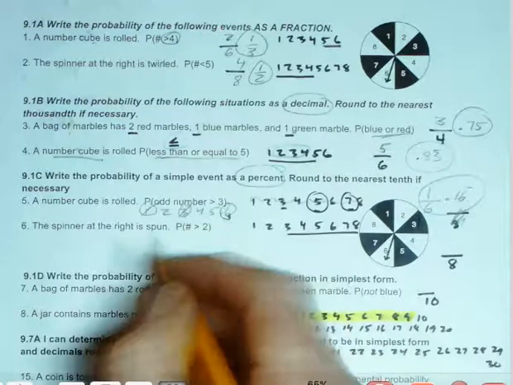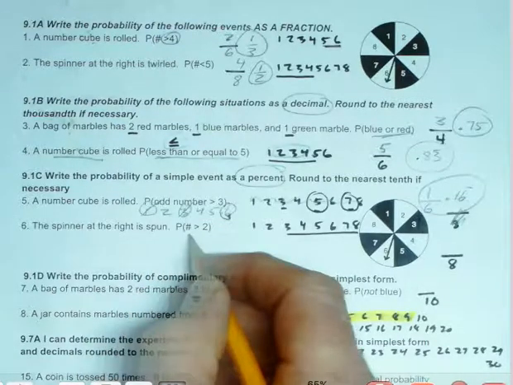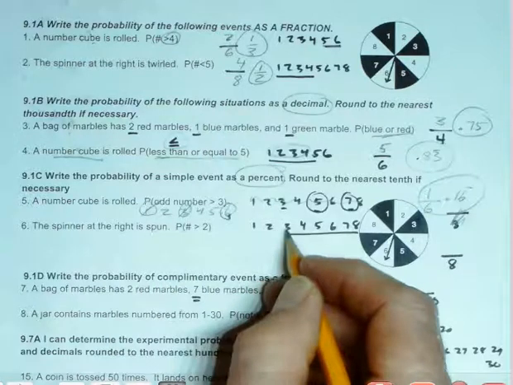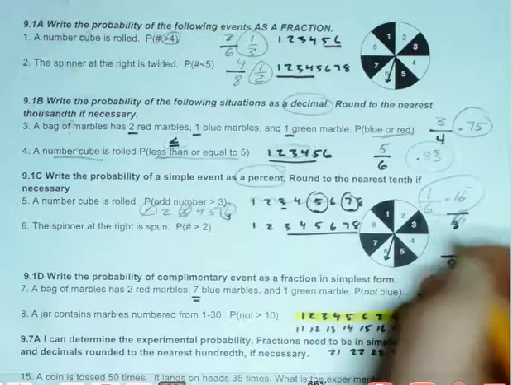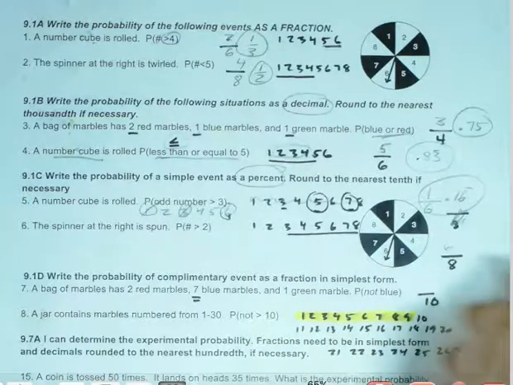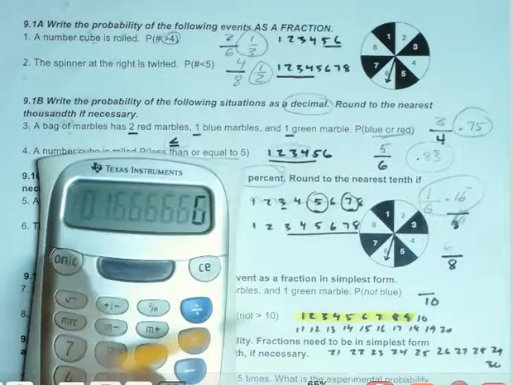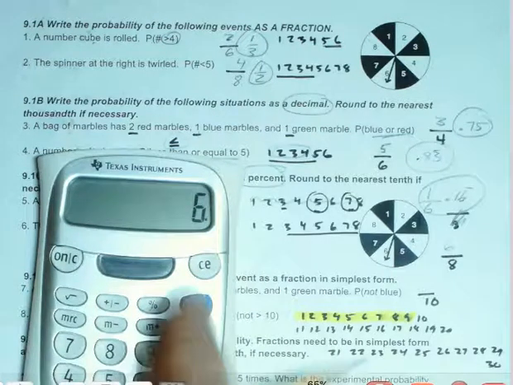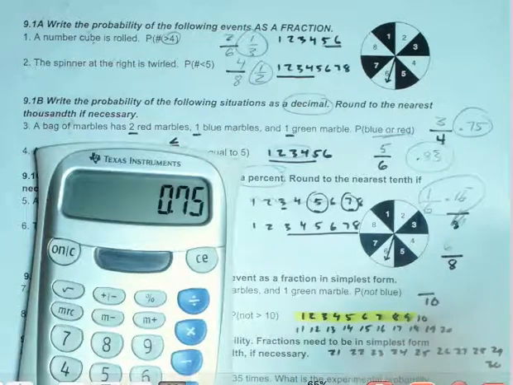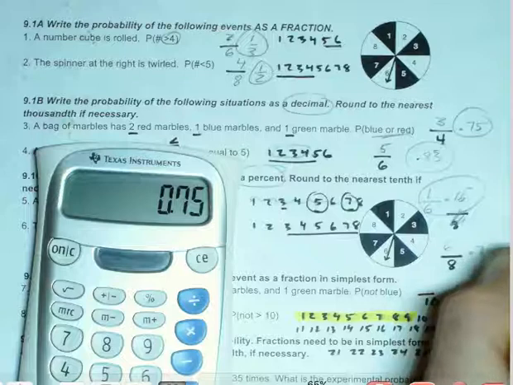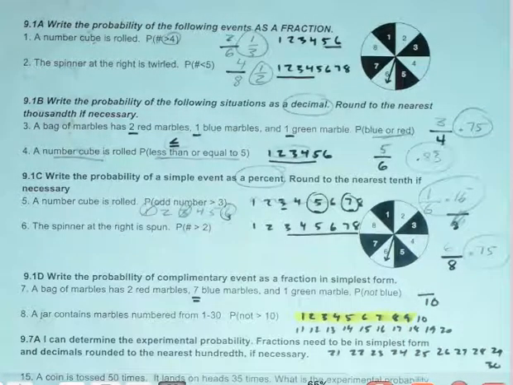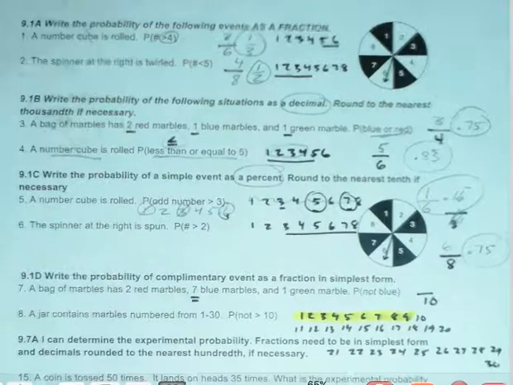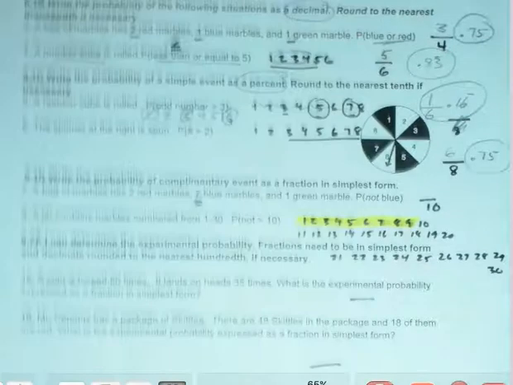So what is the probability of a number greater than 2? Well, 3, 4, 5, 6, 7, 8. All of these are greater than 2. So it's really 6/8. And I don't even have to reduce that to make it into a decimal. I can just divide 6 divided by 8, and I'm going to get 0.75 as my probability as a decimal there.